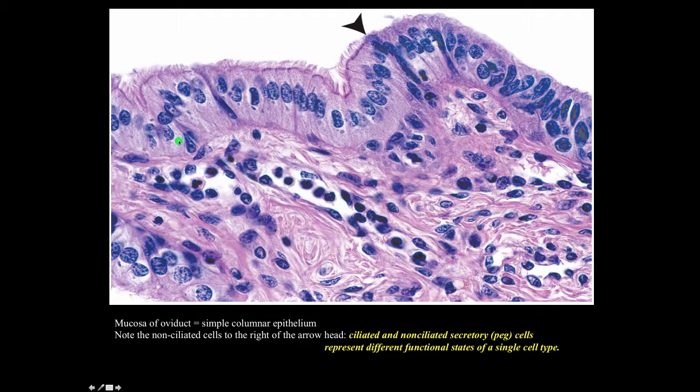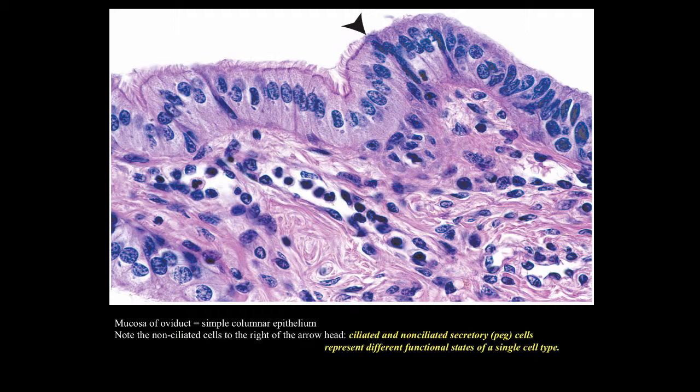The mucosa of the oviduct, as we said, is a simple columnar epithelium. Note the abundance of non-ciliated cells in this portion to the right side of that heavy arrowhead, and the ciliated cells here on the left side. These ciliated and non-ciliated cells are thought to represent different functional states of a single cell type. The cell type is just exhibiting a different phenotype depending on whether it's under the influence of predominantly estrogen or predominantly progesterone.